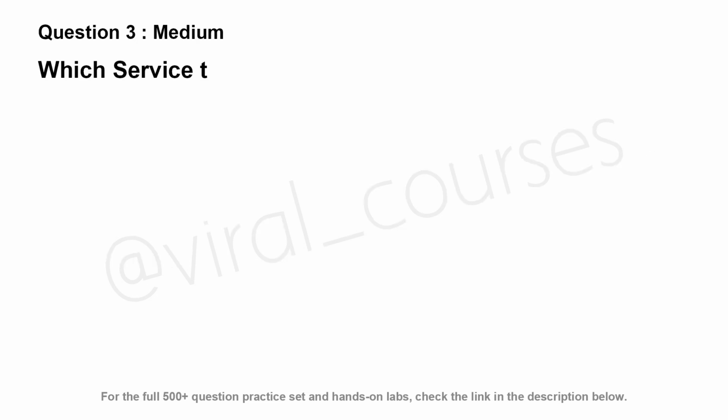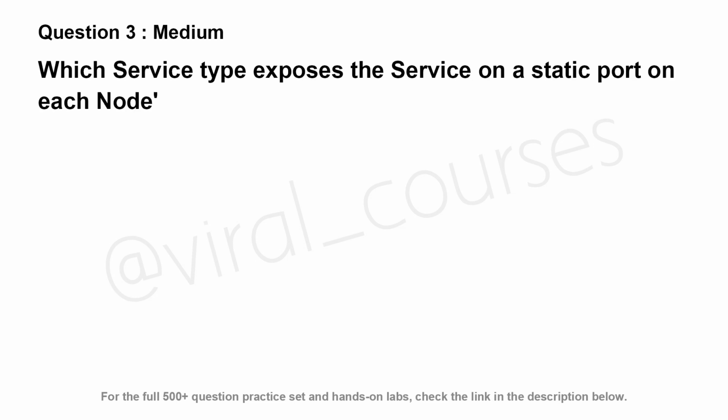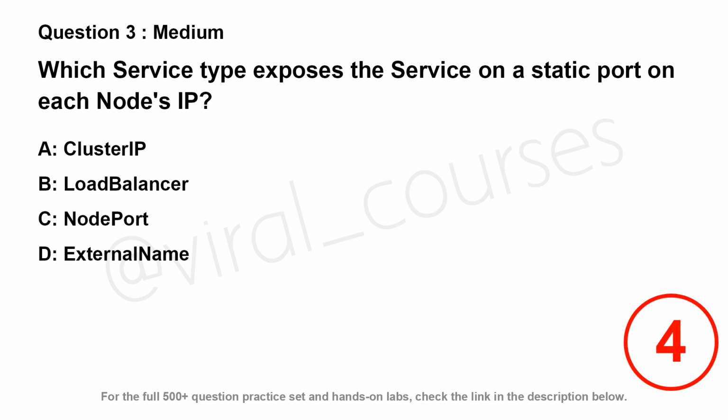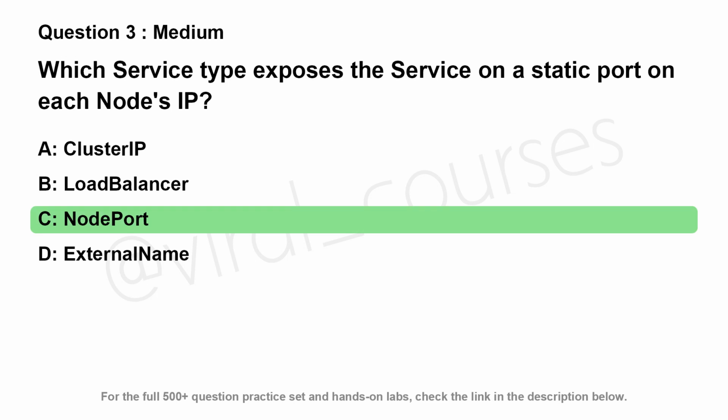Which service type exposes the service on a static port on each node's IP? Option A, ClusterIP. Option B, LoadBalancer. Option C, NodePort. Option D, ExternalName. The correct answer is C.